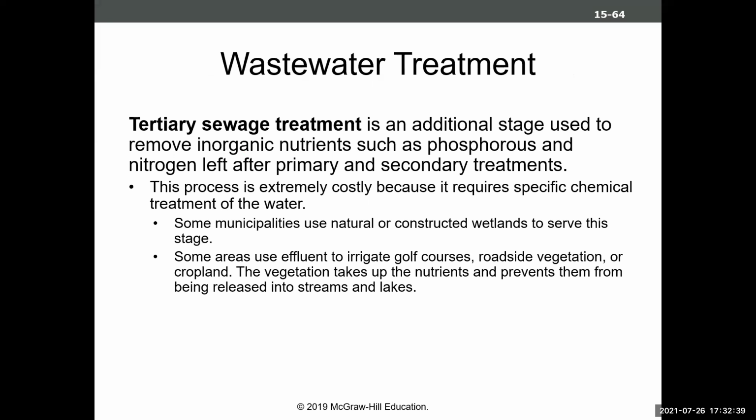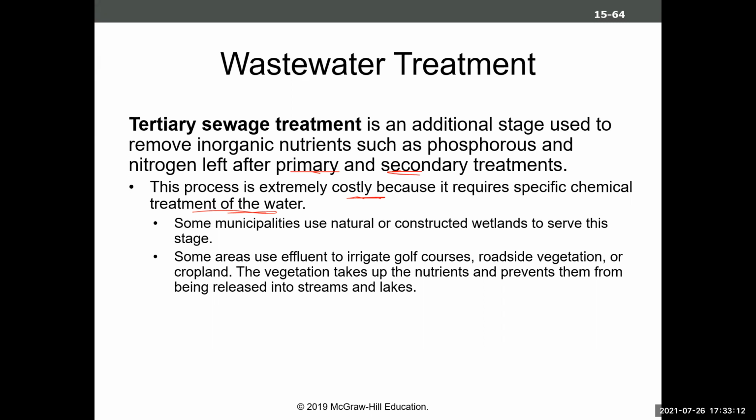After that secondary treatment, you have the tertiary sewage treatment. So this is an additional stage to remove inorganic nutrients like phosphorus and nitrogen that's left after the first two stages of treatment. This is very costly because you have to have certain chemicals to treat the water. One way that you can do this, though, is to use natural wetlands or constructed wetlands to help to filter these nutrients out of the system.